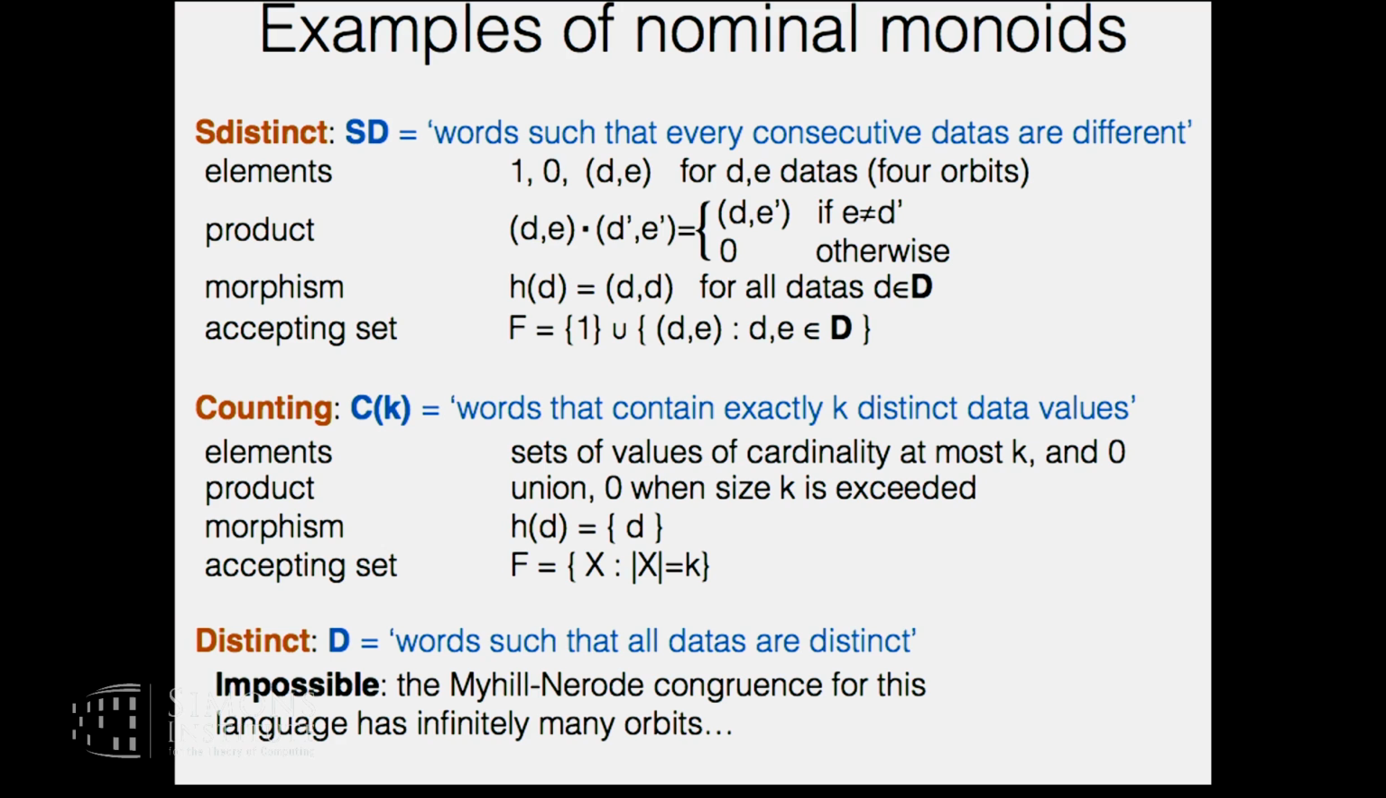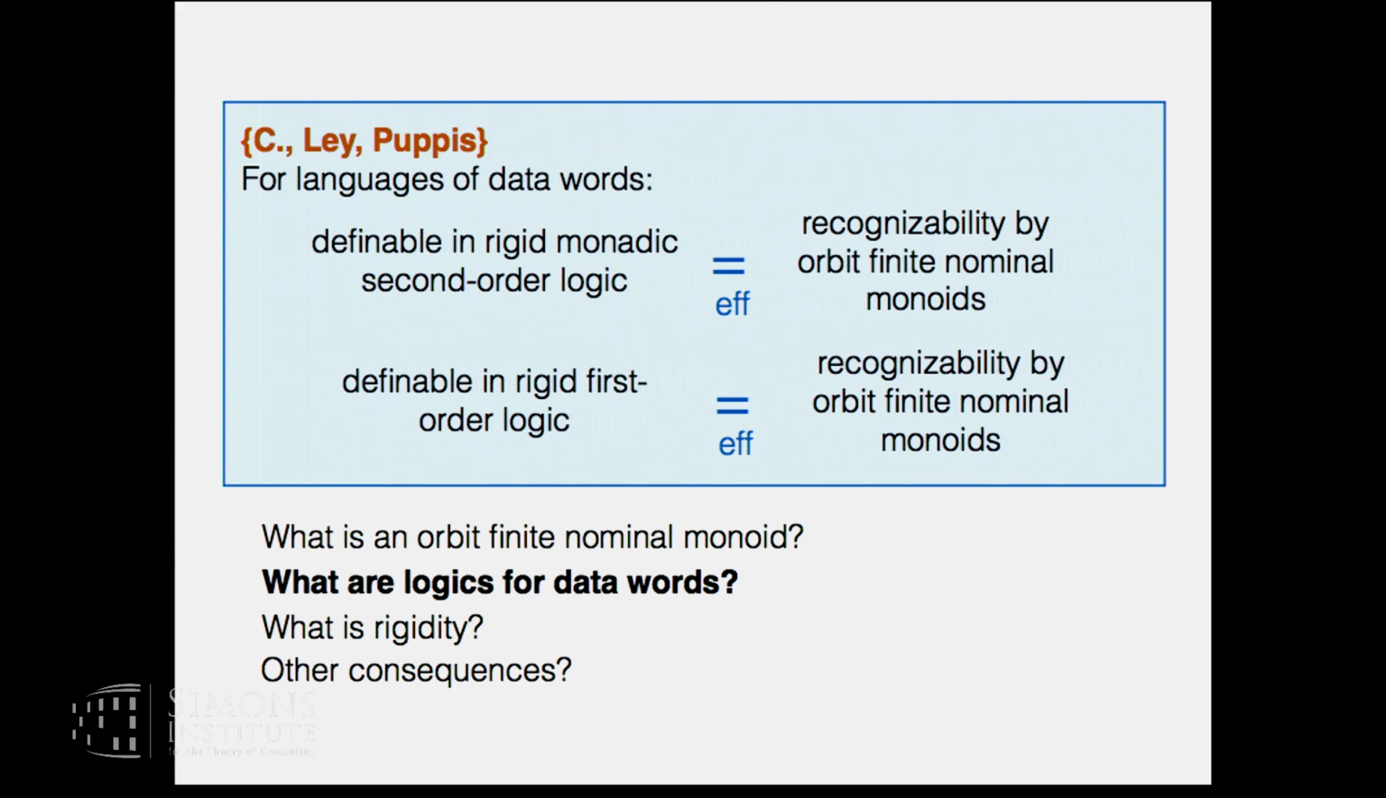And you can make a non-example: words such that all data values are distinct, for instance. Well, there is a minimal nominal monoid for that, but it has infinitely many orbits. Because essentially, if you want to check in the product of two words whether suddenly some value appears twice, you need to know all the values of the first word and all the values of the second word, and that's much too much for an orbit-finite thing. Right. So now we know what these objects are.